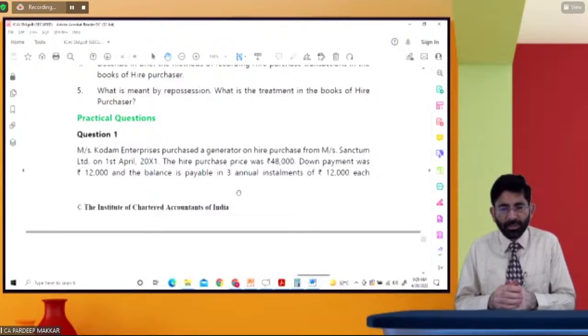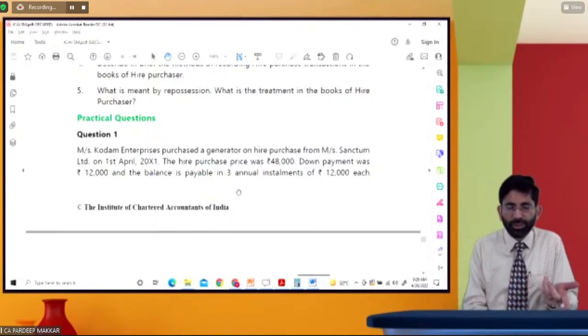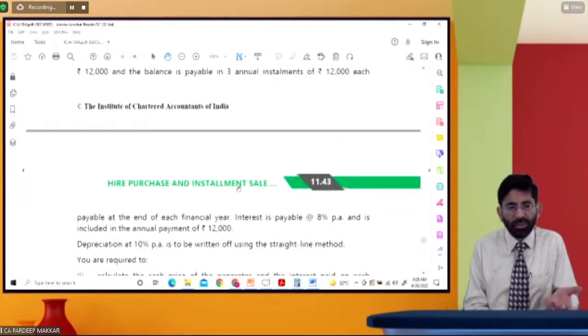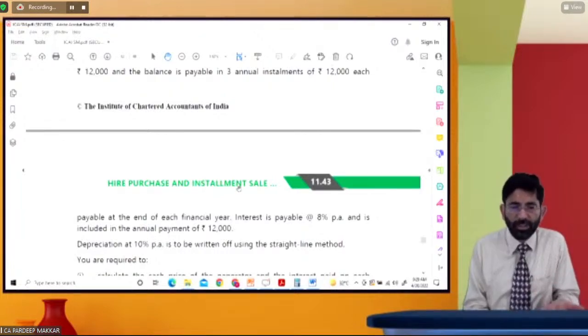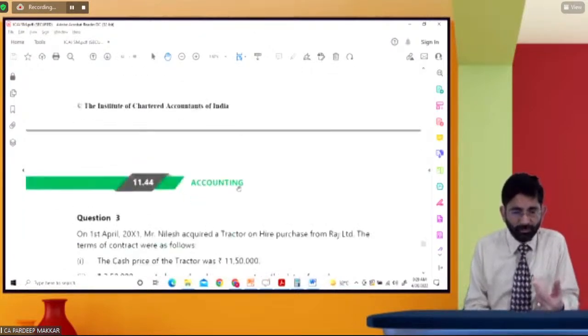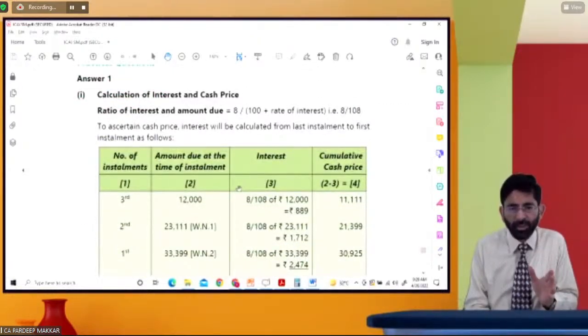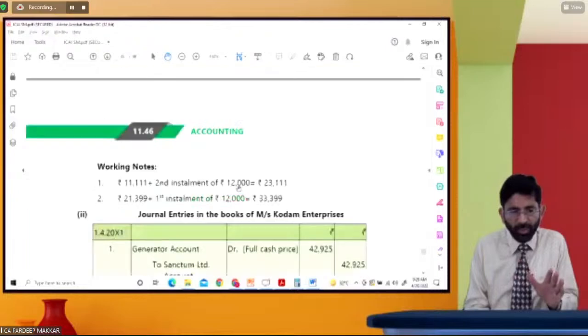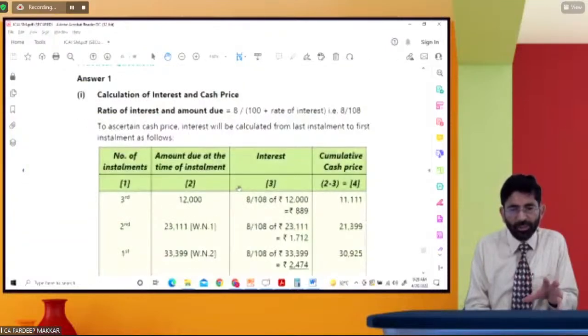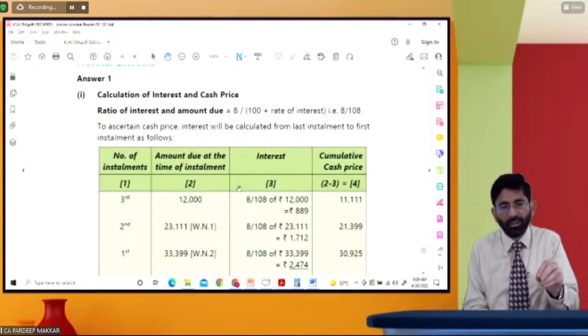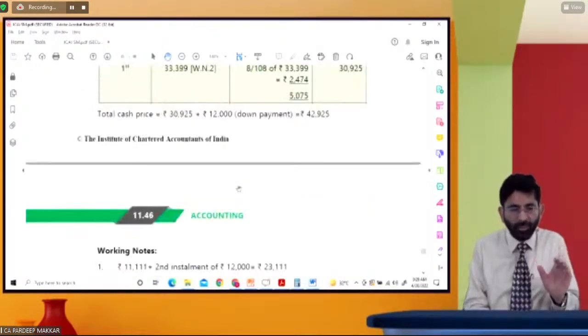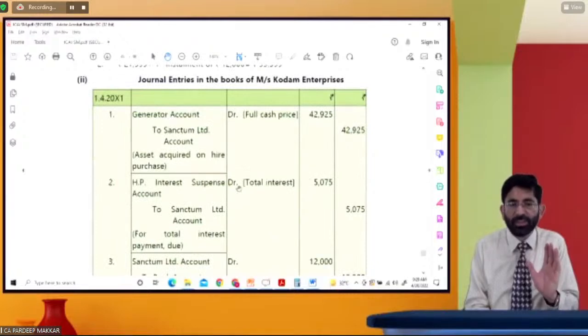Kodam Enterprises purchased a generator. HP price is 48,000. Now down payment is given to you. Same question is there, no difference at all. Just the way of presentation, the way of journal entries will be different. See the solution, beta. In the solution, you will understand each and everything. Very easy, very simple. You need not worry about anything. After calculating these amounts, like interest or cash price, whatever is required, there's a minor difference in entries.